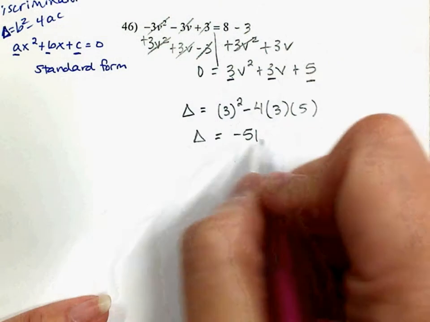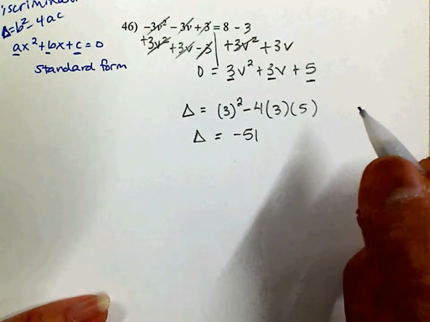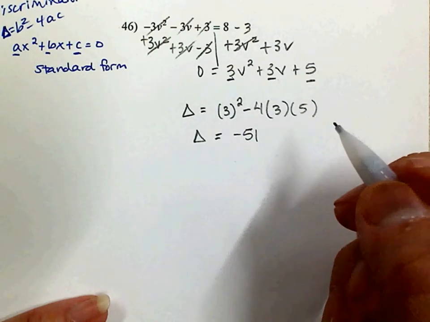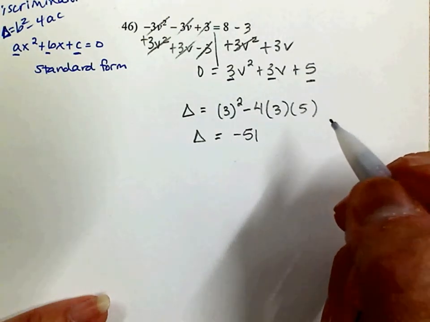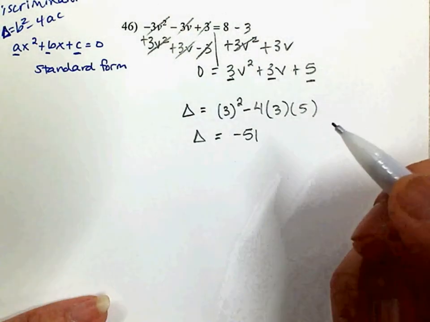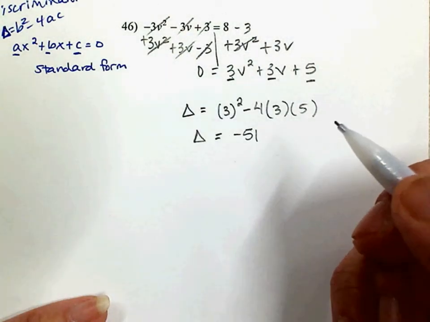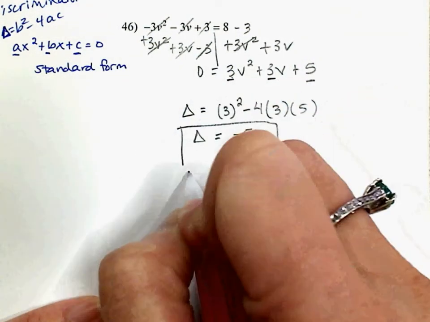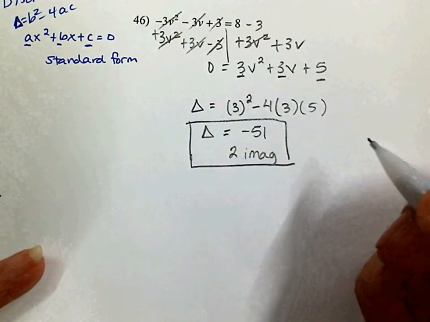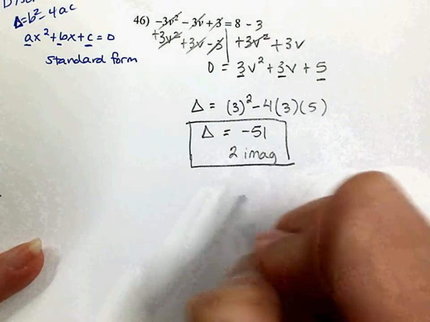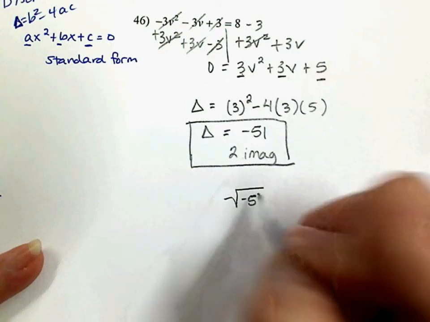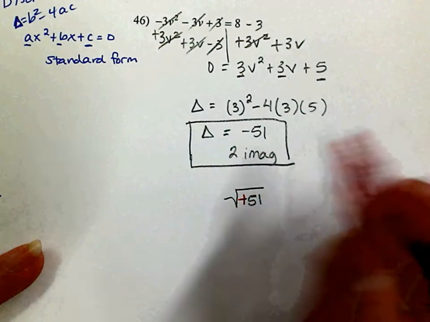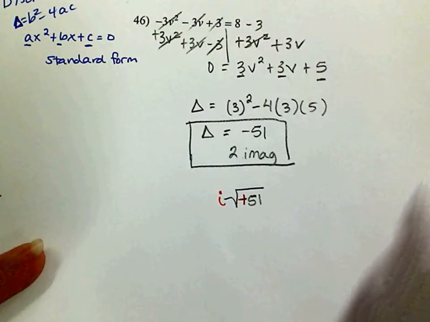All right. Negative 51. What kind of answer am I going to get? Positive, negative, imaginary, real. What am I going to get? 2 imaginaries. Very good. Now, from there, we're going to go ahead and simplify. So, we have square root of negative 51. Make it a plus. If I make this a plus, what do I need to add? An i. Very good.